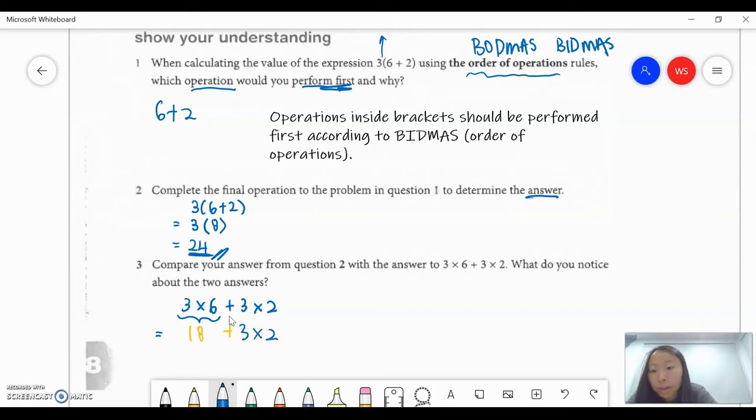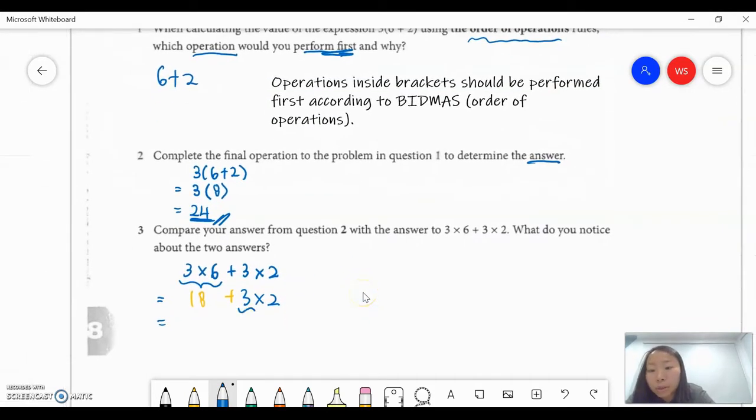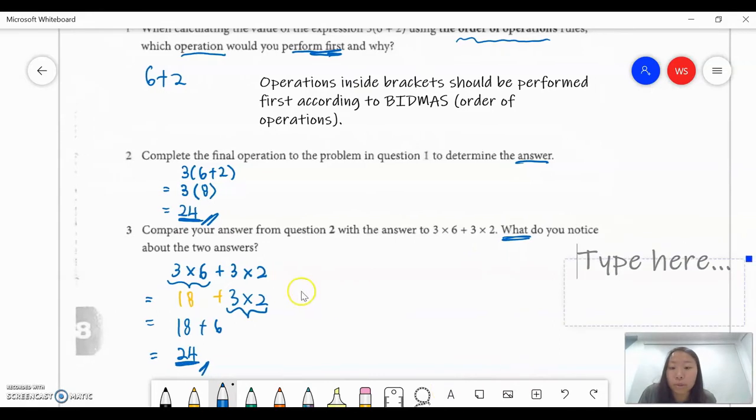And we do have 3 times 2 at the back here. So another multiplication sign once more. We'll begin to simplify this on the next step. So 18 plus 6, and then finally, 18 plus 6 giving you 24. So there you have it in terms of your answers, 24 and 24 for questions 2 and 3. Both methods result in the same answer of 24. So that is your explanation as you answer. What do you notice for that?